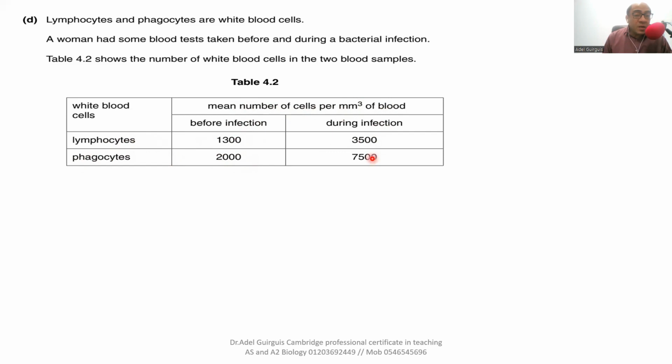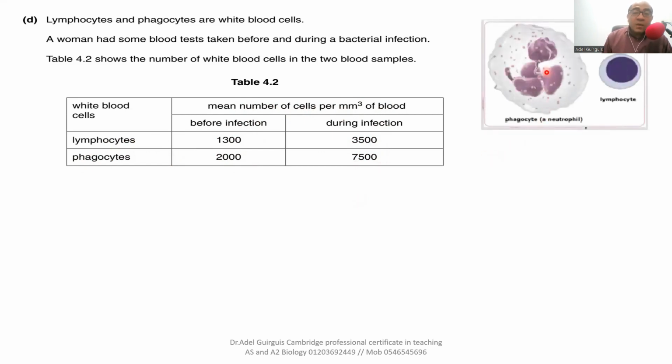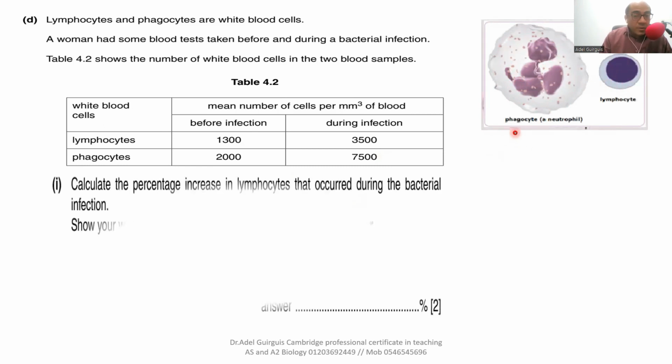During infection, it contains 3,500 lymphocytes and 7,500 phagocytes. Look please at this part. This phagocyte is large in size with a lobed nucleus and granules containing enzymes, like the enzymes of the acrosome of sperm, to digest microbes. Here the lymphocyte is small, its size nearly like a red blood cell, with a round nucleus.